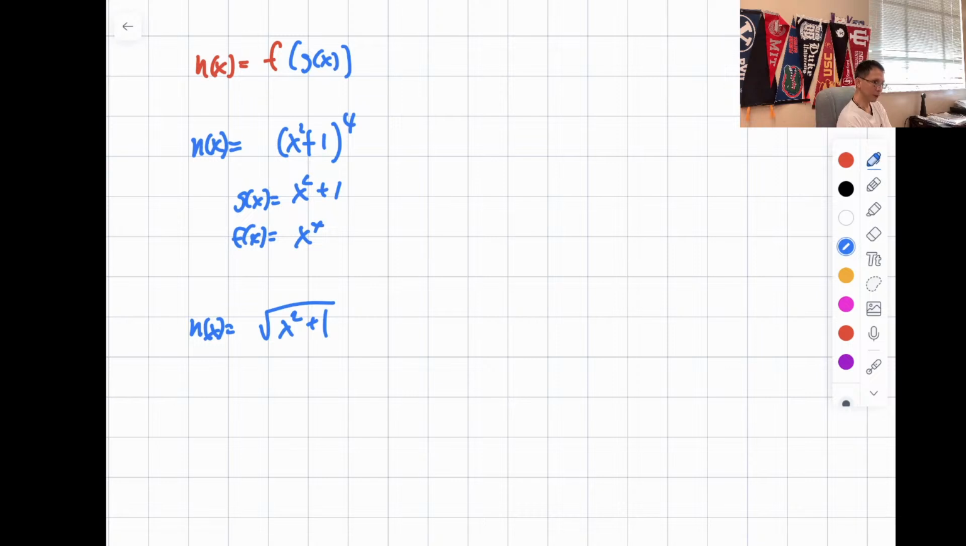Chase, what do you think is going to be g of x, and what do you think f of x here? G of x would be just x squared plus 1. F of x would be the square root of this. Perfect. Okay. So what will be, let's say, h of x equal to sine of 6x. Nathan, can you tell me what's f of x and what's g of x?